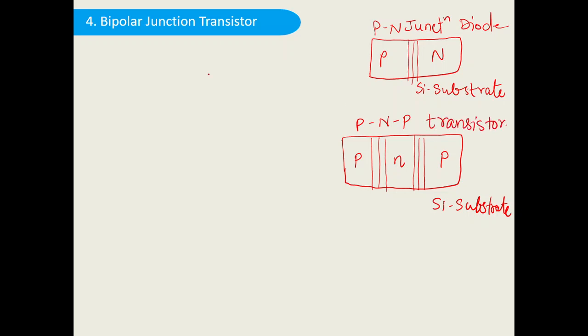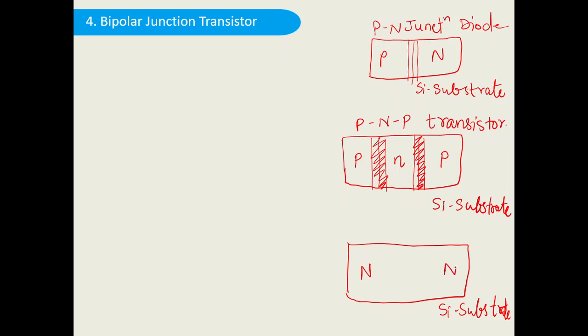So this is a PNP transistor. I can say bipolar junction transistor, bipolar junction because there are two junctions. So these are the two junctions present in the transistor. That's why the name is bipolar junction transistor. If I consider the same silicon substrate, and both sides are N type, and in between there is a P type semiconductor, then I will get two junctions like this, and this type of transistor will be called an NPN transistor.